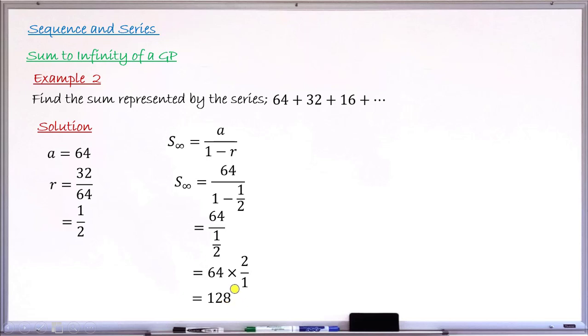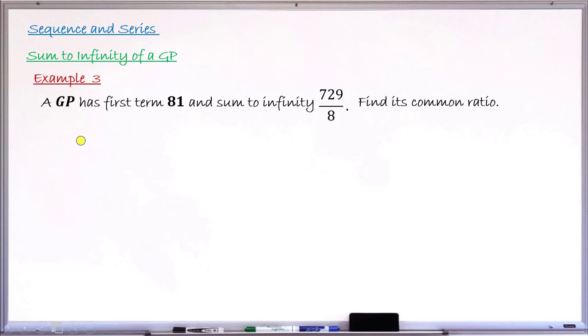So 128 will now be the sum of all the terms, starting from the very first one up to whatever term you have there as the last term. So this is the sum to infinity. Let's just take one more example. Example number 3. It says a GP has a first term 81 and the sum to infinity of that very GP is 729 all over 8. The question asks us to find its common ratio.